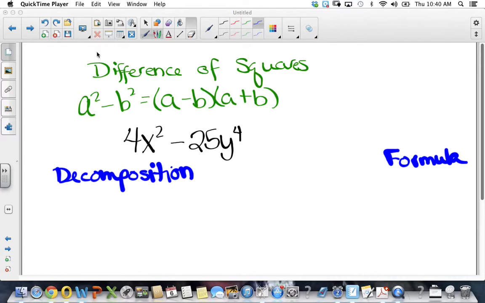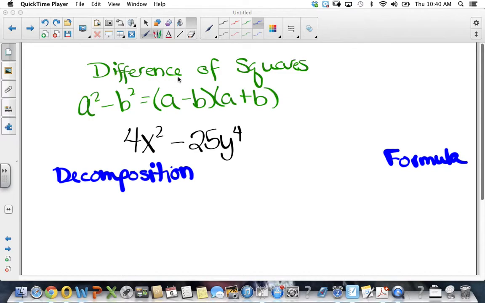Today we're going to do some factoring of special binomials, which are known as difference of squares. I'm going to show you that the formula works by factoring using decomposition, and then we're also going to factor just using the shortcut formula.